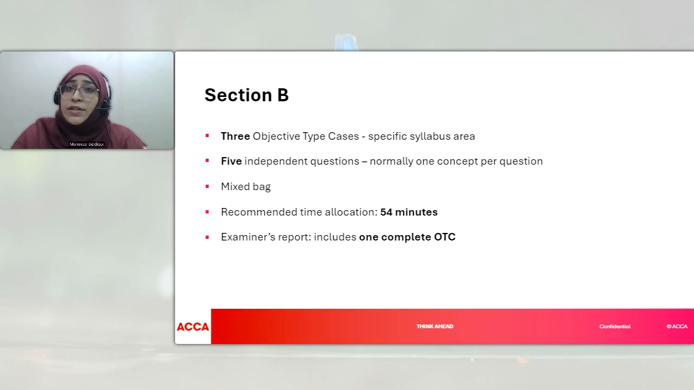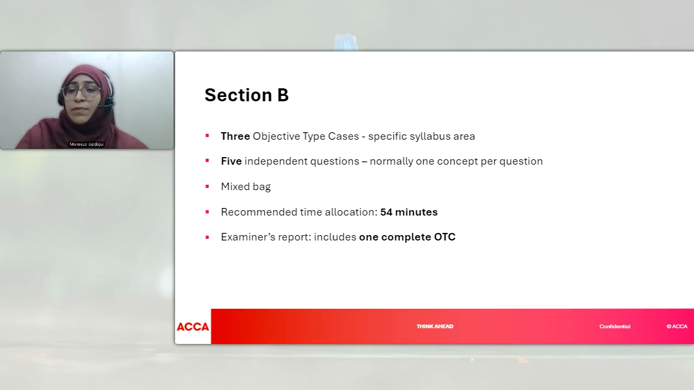Again, because you are attempting a total of 15 questions, right? So that's 15 questions in total. The recommended time allocation for section B is 54 minutes. But because we're dealing with a particular case, what you could do when you're carrying out your practice as of now is set a timer for 18 minutes per case, because that's how it works out, 1.8 minutes per mark. So you've got 10 marks per case. 18 minutes is more than enough. So in total, you should be wrapping up your section B ideally in 54 minutes.